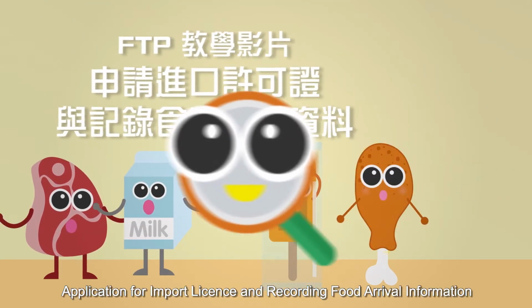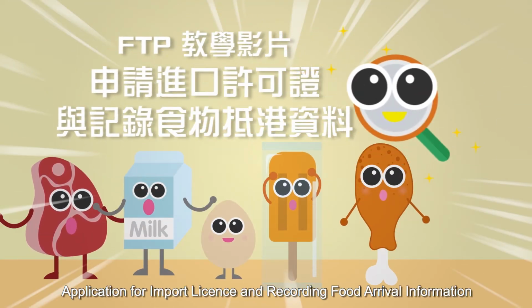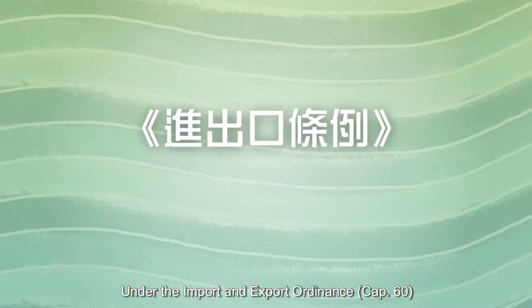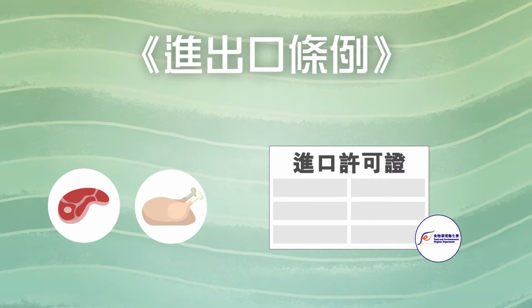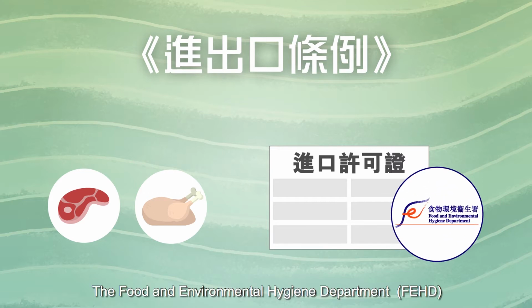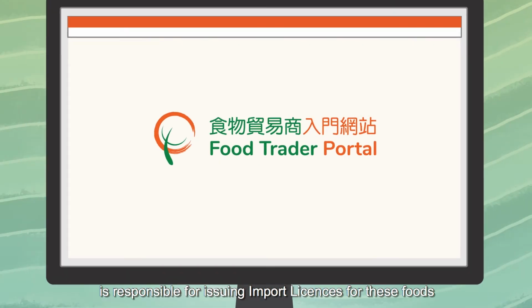Application for import license and recording food arrival information. Under the Import and Export Ordinance Cap 60, import of frozen or chilled beef, mutton, pork and poultry is subject to import licensing control. The Food and Environmental Hygiene Department is responsible for issuing import licenses for these foods. Importers can easily apply for the import license from the FEHD through FTP.